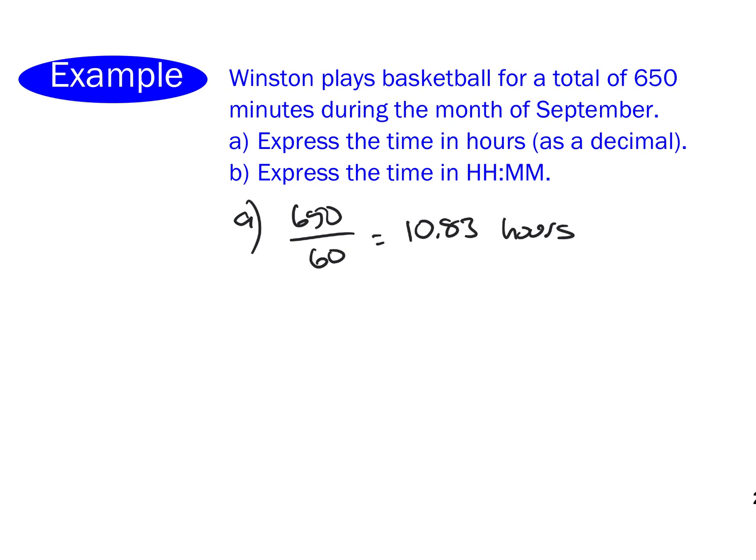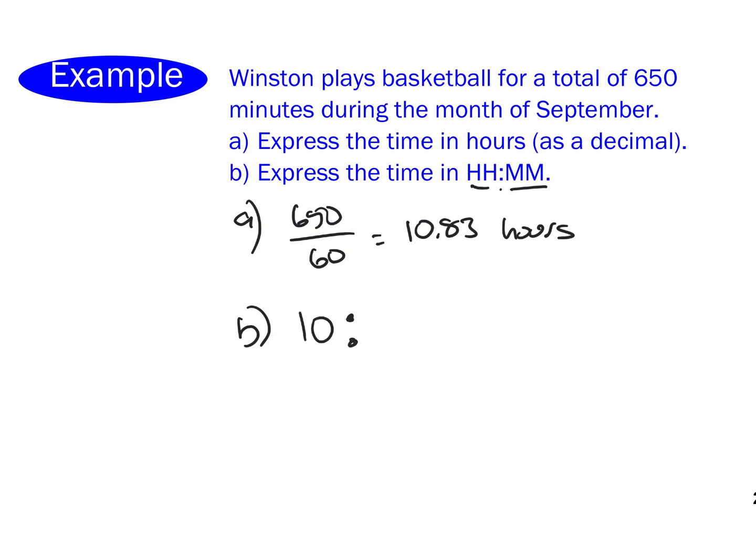On your calculator, it'll be 10.8333333333. Okay? So we get 10.83 hours. That's how many hours he plays basketball in the month of September. Now, part B says express it in hours, minutes. Well, we know the hours part. The hours part is how many hours? 10. So we got 10 hours.